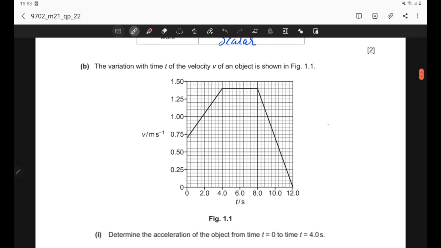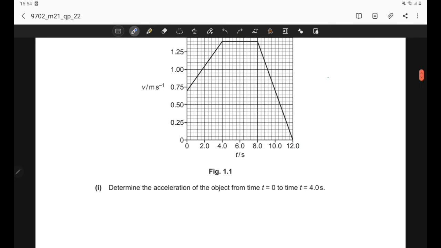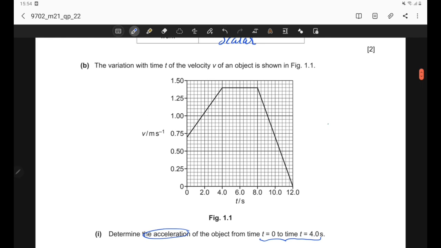Part B. The variation with time t of the velocity v of an object is shown in figure 1.1. So, we are provided with a velocity time graph of an object. Part 1. Determine the acceleration of the object from time t equal to 0 to time t equal to 4 seconds. So, we need to calculate acceleration from a velocity time graph. We can get acceleration from a velocity time graph by calculating the gradient of the graph.